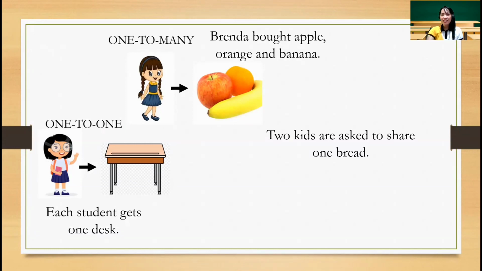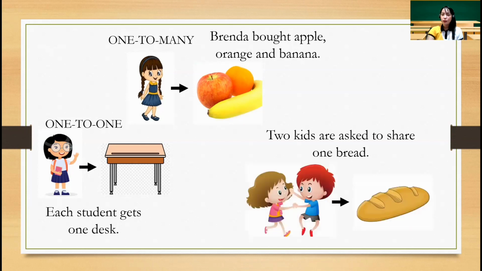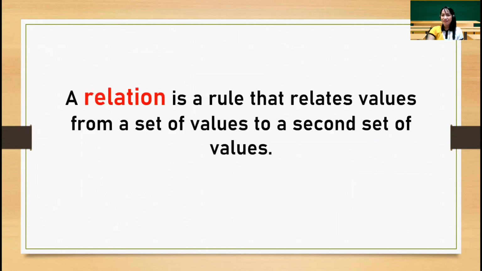2 kids are asked to share one bread. 2 kids are associated to one bread. Since there are 2 kids being paired to one bread, this is an example of many-to-one. One-to-one, one-to-many, and many-to-one are what we call relation. A relation is a rule that relates values from a set of values to a second set of values.